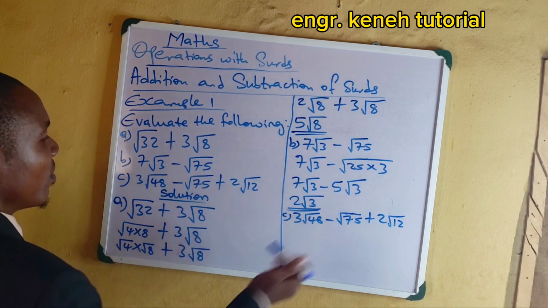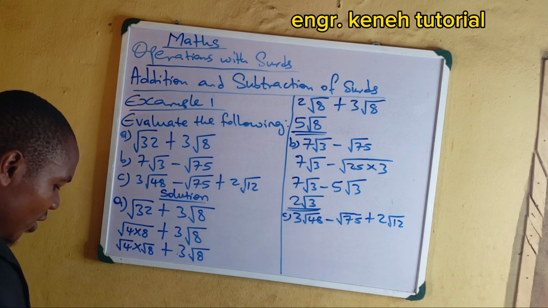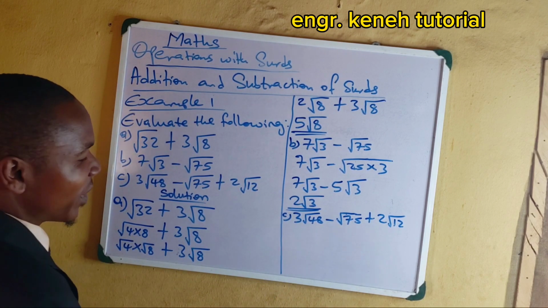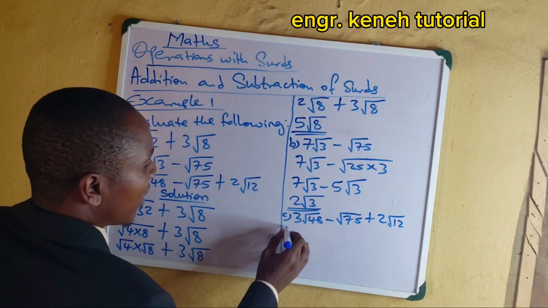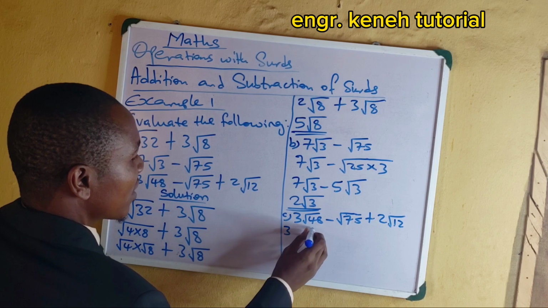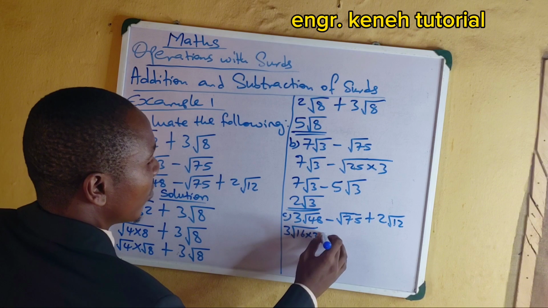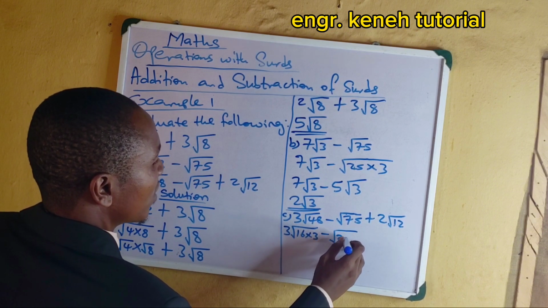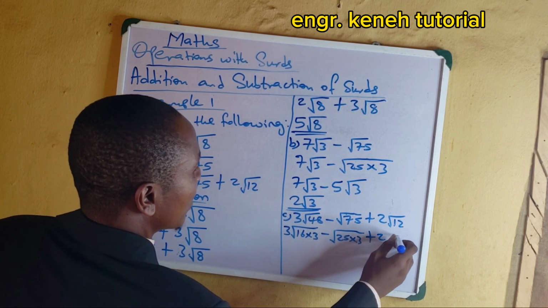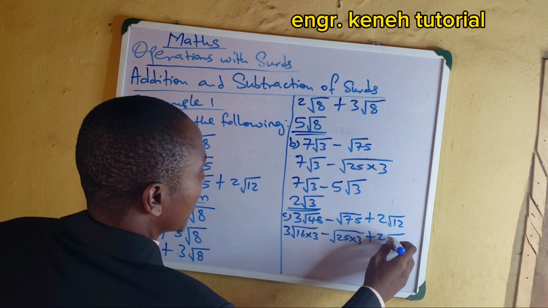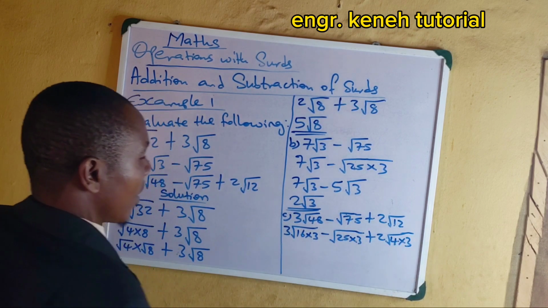Next one we have is number C. First of all, you make these similar before you carry out the operation. If they are not similar, the operation cannot be carried out. So how do we make this similar? This particular one will give us 16 times 3, minus this particular one will give us 25 times 3. Then this one will give us 4 times 3. Can you see that?